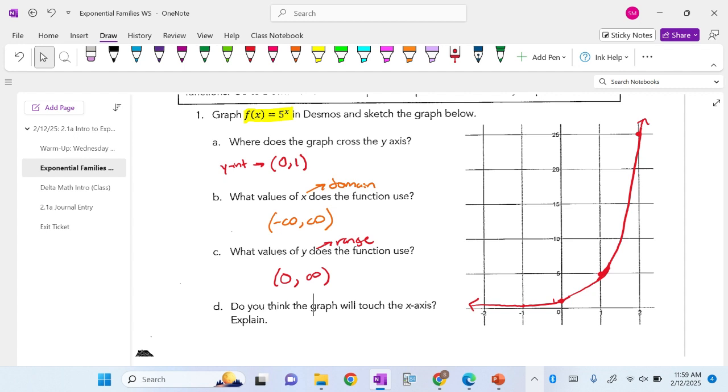Someone who had their thumb up. Come on, guys. Someone give me something. If you had your thumb up earlier, why did you think it was going to touch the x-axis? Just why did you think it? Your opinion. Why did you think it?